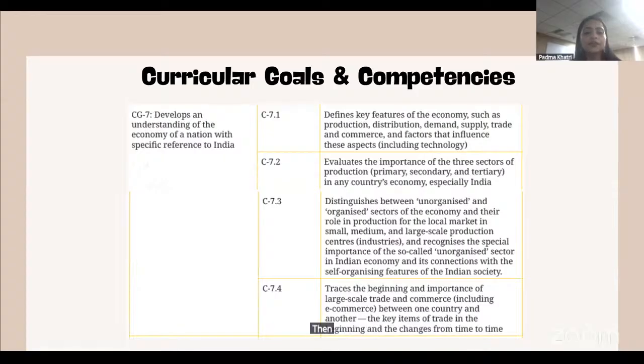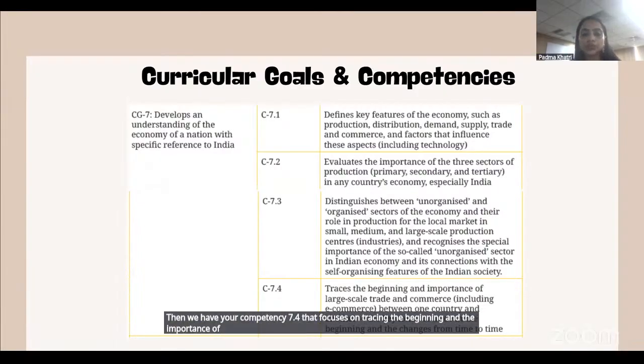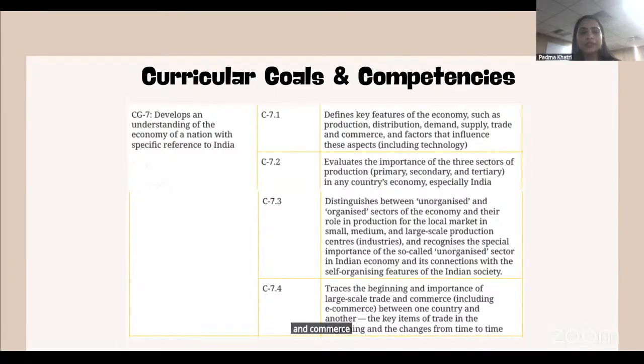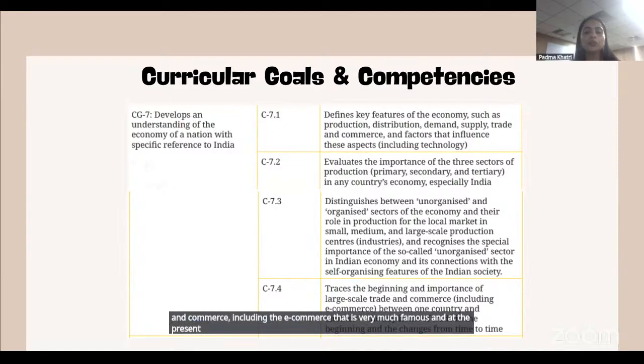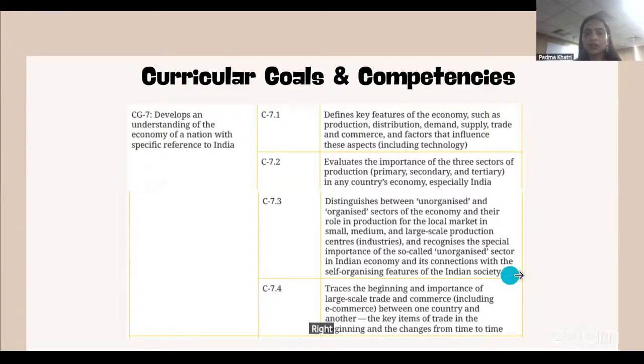Then we have here competency 7.4 that focuses on tracing the beginning and the importance of large-scale trade and commerce, including e-commerce, which is very famous at the present time, between one country and another, and what the key items of trade were in the beginning and the changes from time to time. So this is what they are going to discuss and learn about trading, right? From the past to the present time.